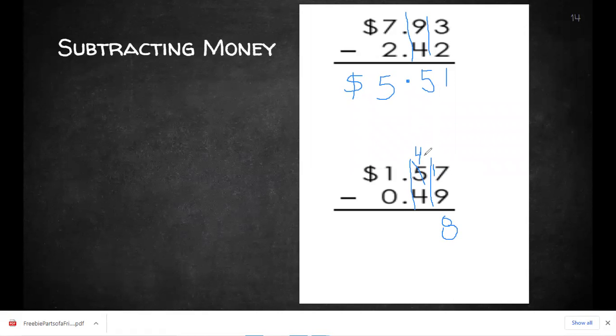Now we go into our next column. What's 4 subtracted from 4? 0. Good job. Now we go to our last column. What's 1 subtracted from 0? 1. All right, friends, and that would give us our answer of $1.08. Great job, friends. You did a great job.